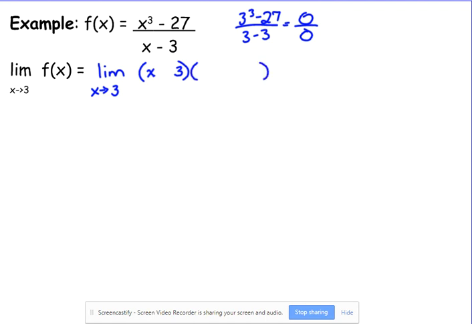Now, we have another set of parentheses. We're going to put a trinomial in here. It's built from the x and the 3 right there. We square the first term, so x squared is x squared. We multiply these two numbers together. X times 3 gives us 3x. And then the last is the last number squared. So 3 squared is 9.